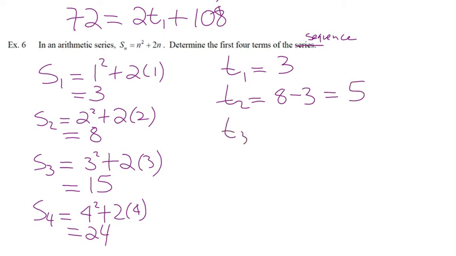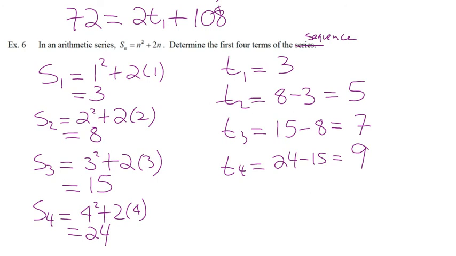What's T3 equal to? What's T4 equal to? Is 3, 5, 7, 9 an arithmetic sequence? Yeah. T1 is 3, D is 2, right? 3 plus 2 is 5. 5 plus 2 is 7. 7 plus 2 is 9.